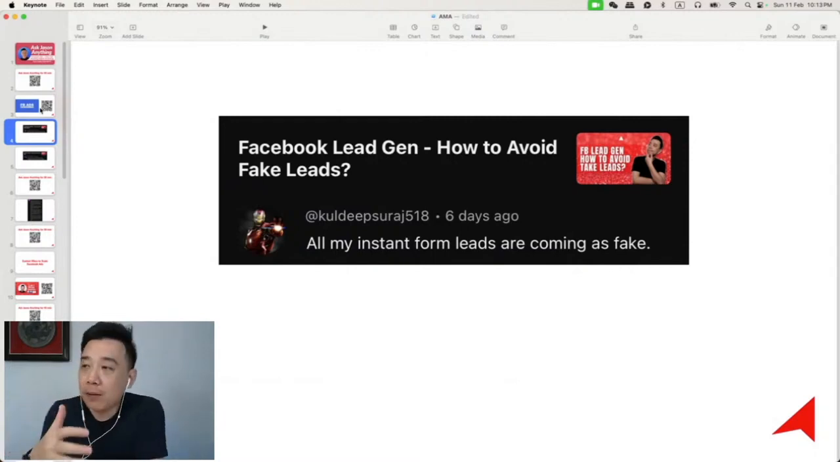So the rule of thumb for reducing fake leads, the first thing we would always do, is try to increase the number of questions. As in, do not just get the phone number, email address, and the name. Try to ask something that is relevant to your business. Like, for example, anything that is related.